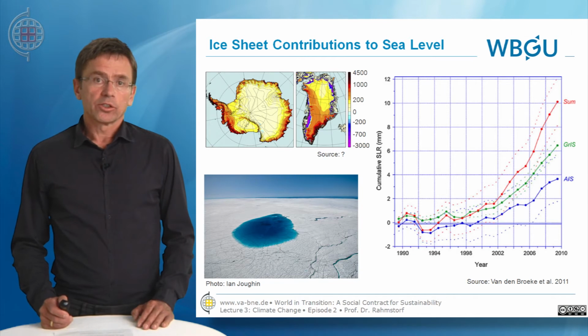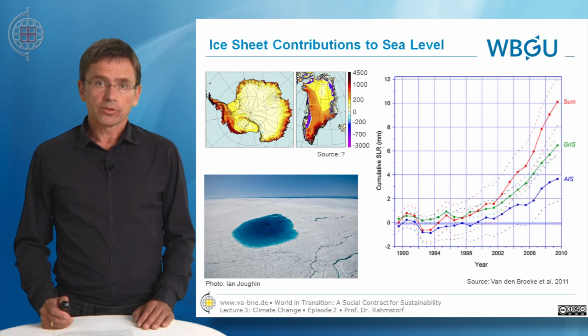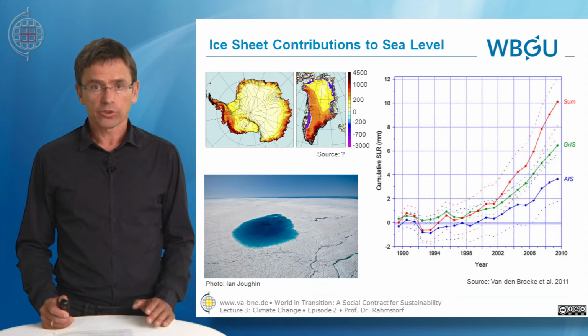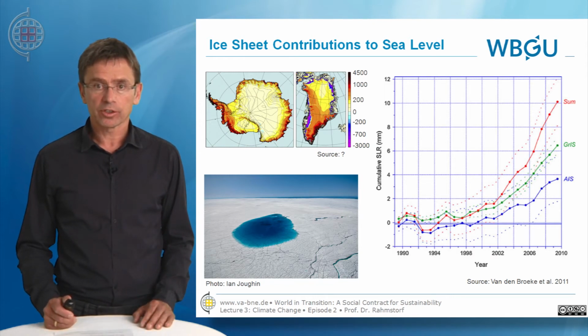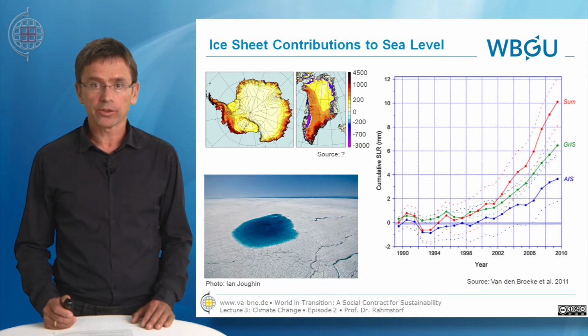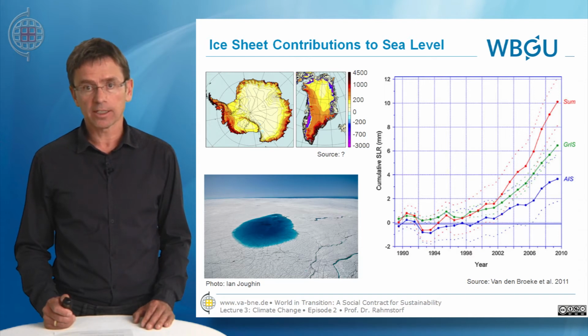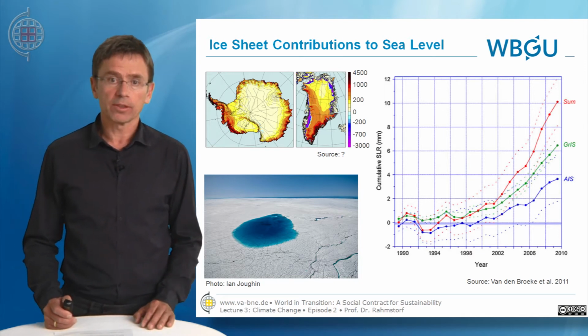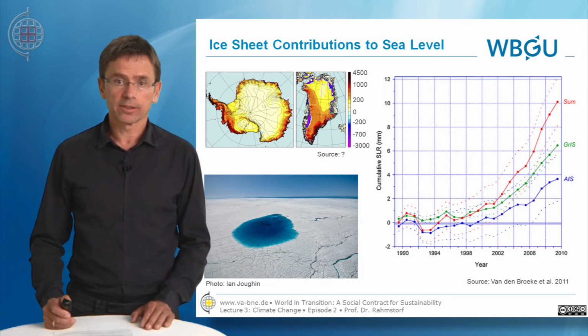One of the contributions to the sea level rise comes from the big ice sheets, and I want to show you this here in this diagram, which shows in the blue and the green curve the contributions of the Antarctic ice sheet and the Greenland ice sheet, and in the red curve the sum of the two to sea level over the last 2 decades.